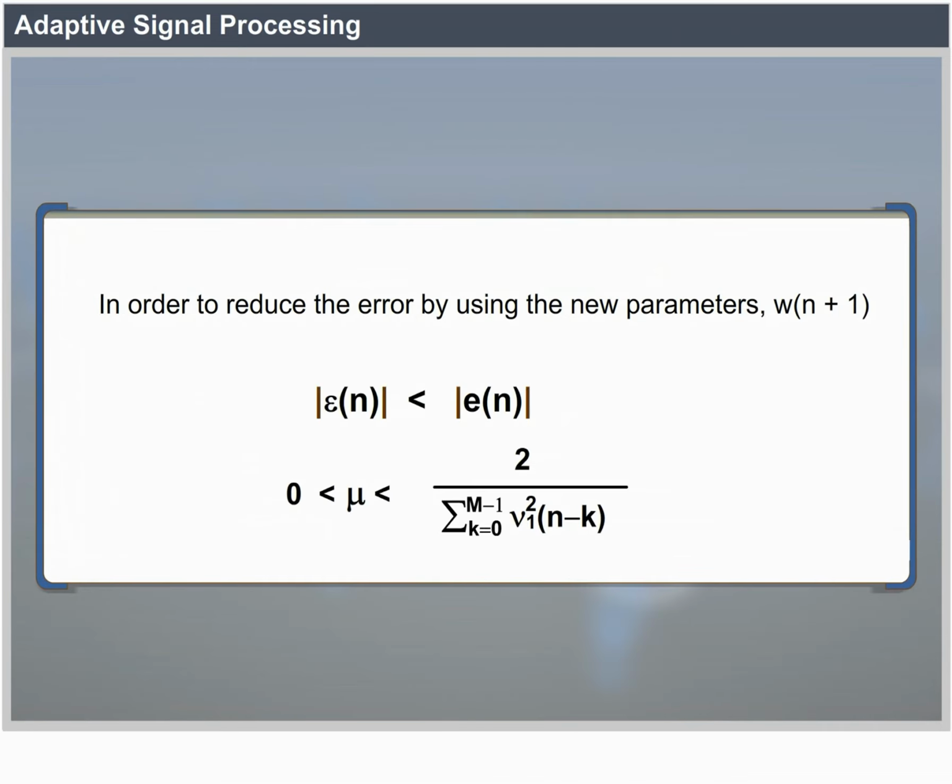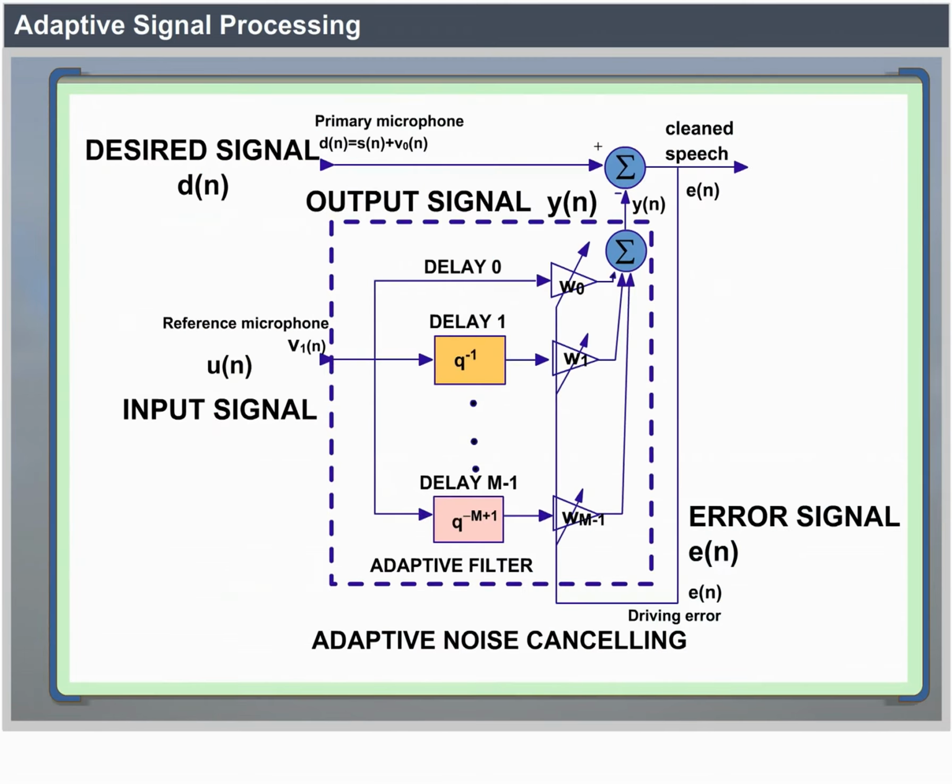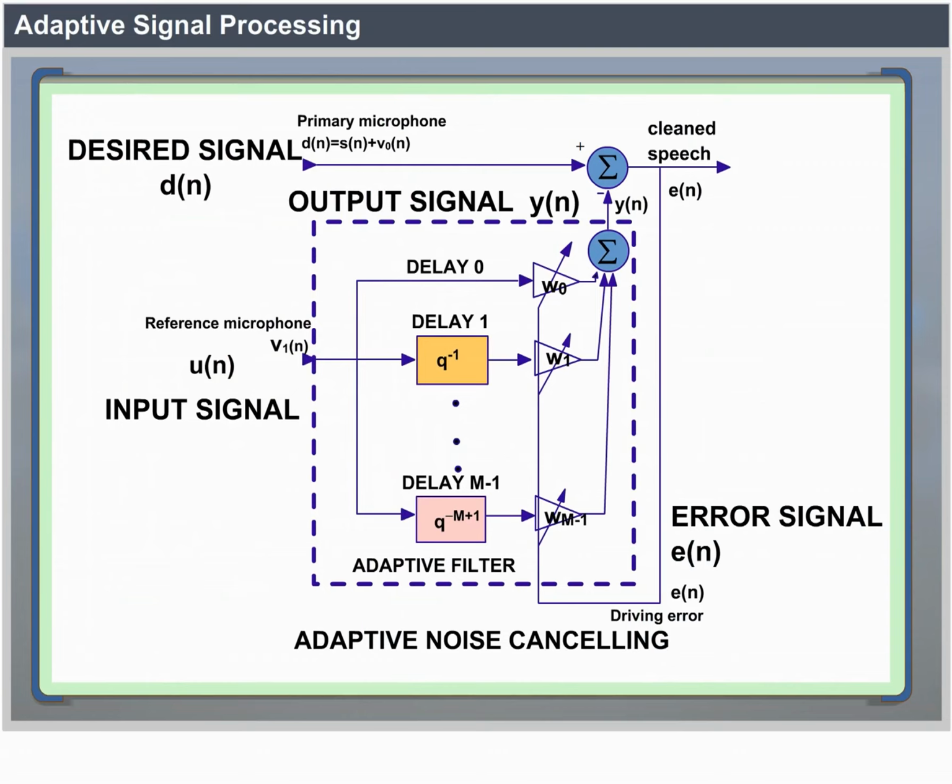In order to reduce error by using the new parameters W[n+1], modulus of epsilon[n] less than modulus of E[n], then 0 < mu < 2 divided by summation k = 0 to m-1 V1 square[n-k]. We can see in the figure adaptive noise cancelling.